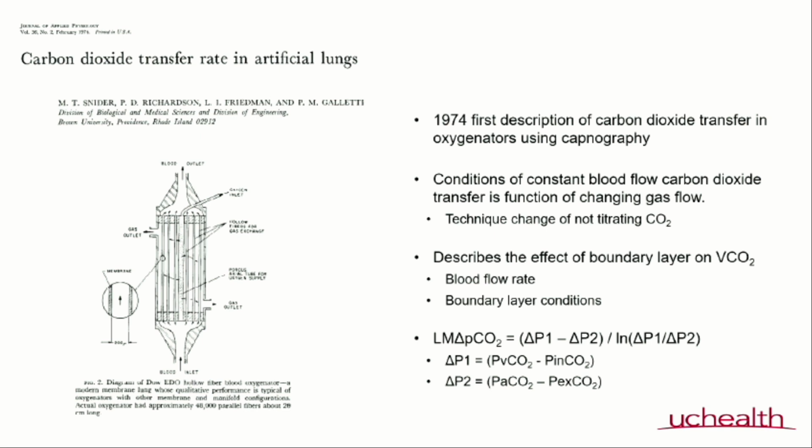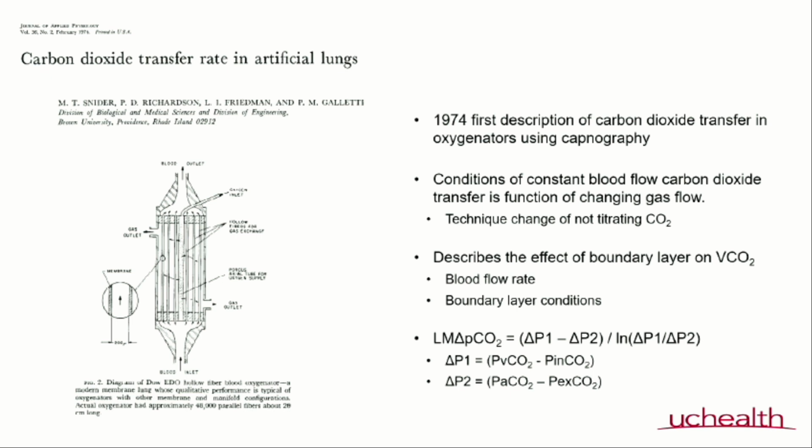Interestingly enough, this was in a hollow fiber membrane oxygenator. This was a Dow EDO hollow fiber, made up of some 40,000 plus fibers. And what was interesting about this paper was two things. First, this was the first time we described changing carbon dioxide transfer using the method of changing the gas sweep rate, right? Prior to this, changing carbon dioxide was done by titration of the ventilating gas, changing the FiCO2 in the ventilating gas. So what's unique about this paper is they describe the technique of using sweep gas only to change the bulk transfer of carbon dioxide.